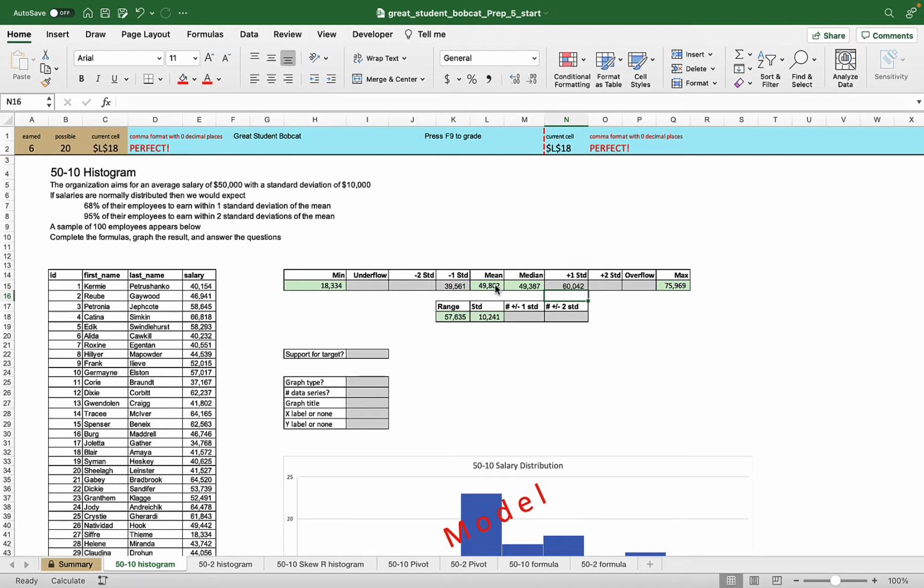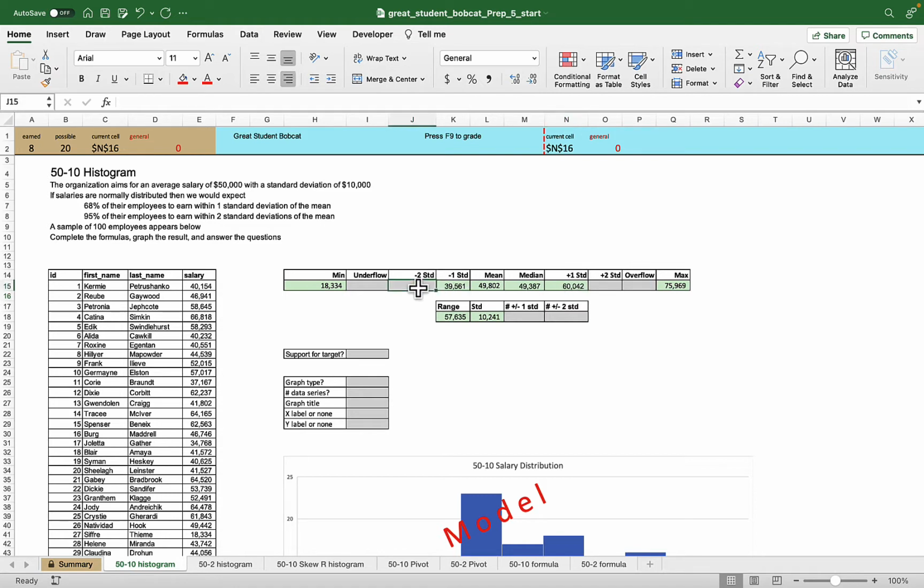Grade both of those. And so we see that 39,500 to about 60,000 is one standard deviation either side of the mean. And what we're claiming up here is that we expect 68% of the salaries to fall in that range.